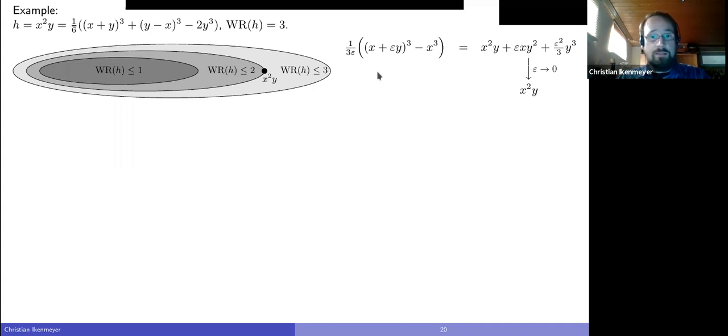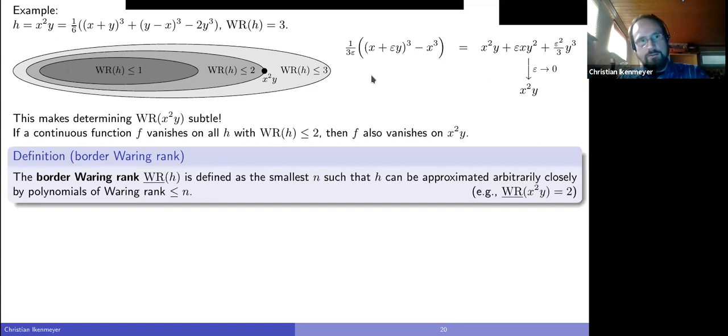All right, and that's an interesting thing, and it actually makes determining the Waring rank really subtle, because you want to prove lower bounds, say, on the Waring rank. But if you have a continuous function that vanishes on the whole set here of Waring rank at most 2, so it's 0 here everywhere, then it also means, because the function is continuous, it must also vanish on x squared y. What you would like to have is some function that vanishes on the Waring rank at most 2 set, but doesn't vanish on your point. So your point has a higher Waring rank, but this is impossible to get. There's no continuous function like this.